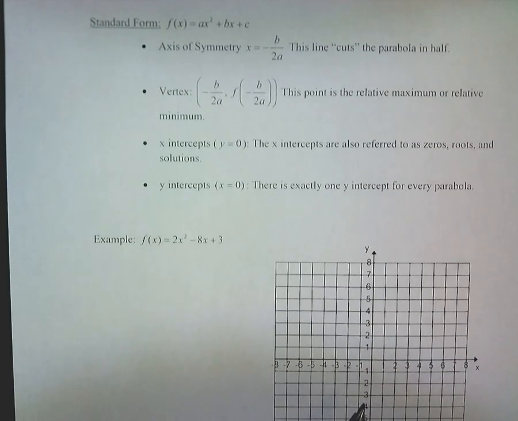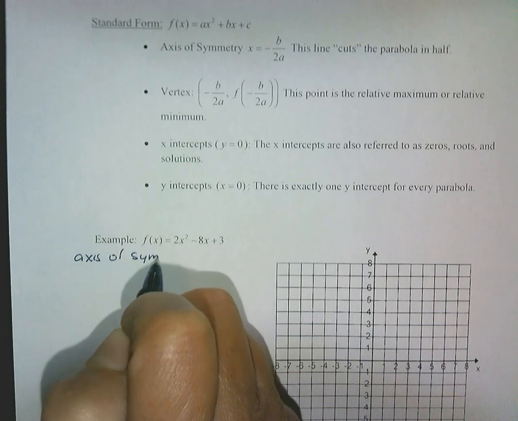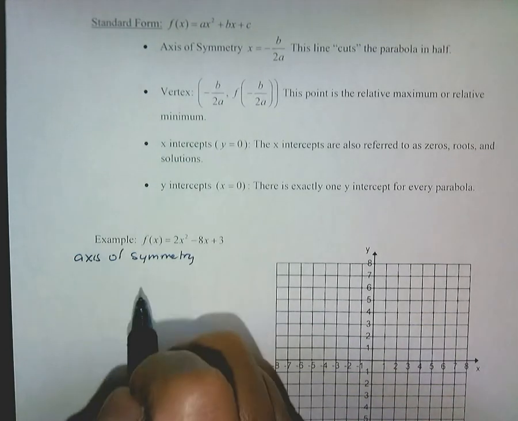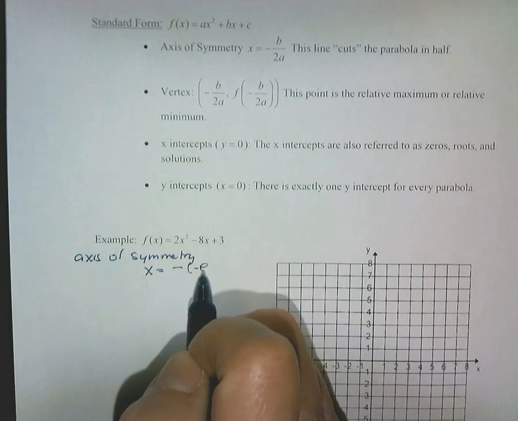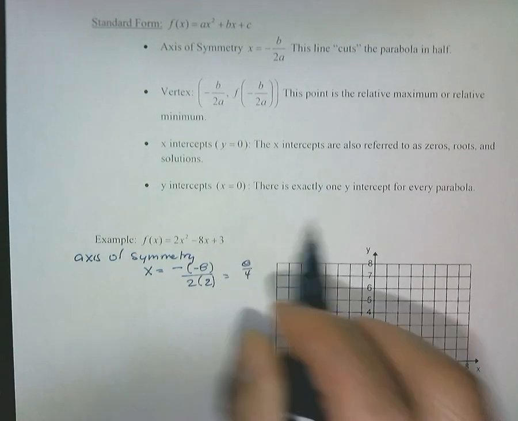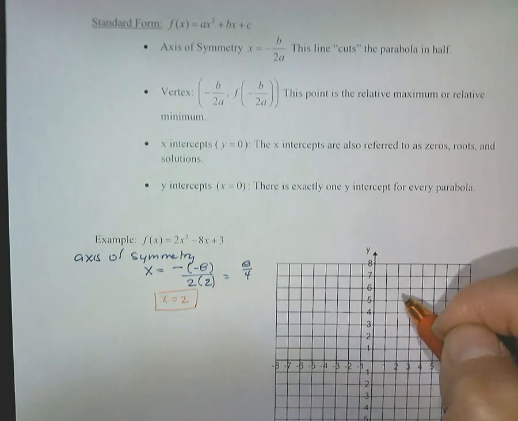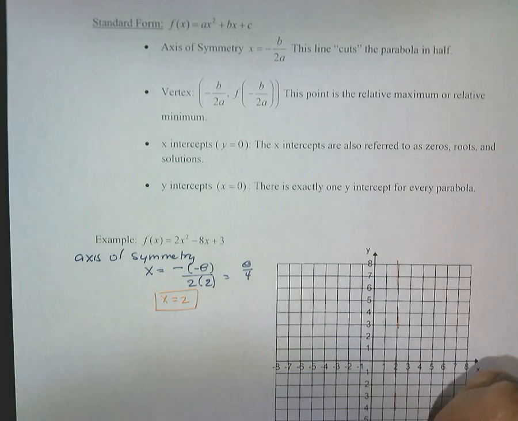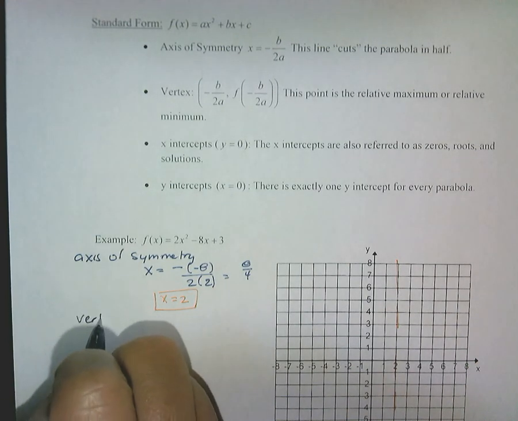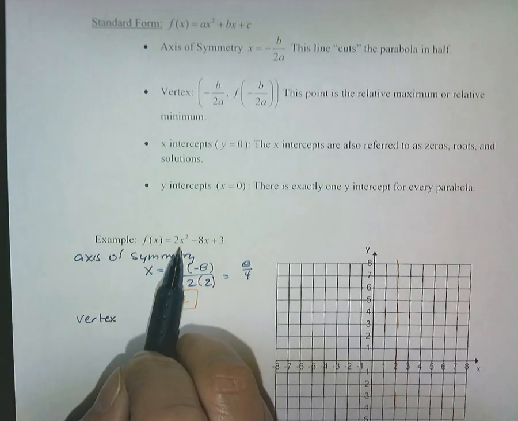So if I start here, let's do the axis of symmetry first. I get x is equal to negative b over 2 times a. So 8 over 4, I get x equals 2. So there's my vertical line. Then I'm going to look at my vertex. I'm going to take this number here, this 2, and plug it back up here for x.